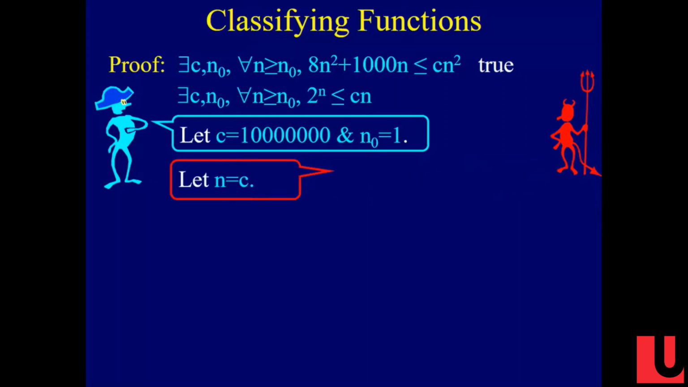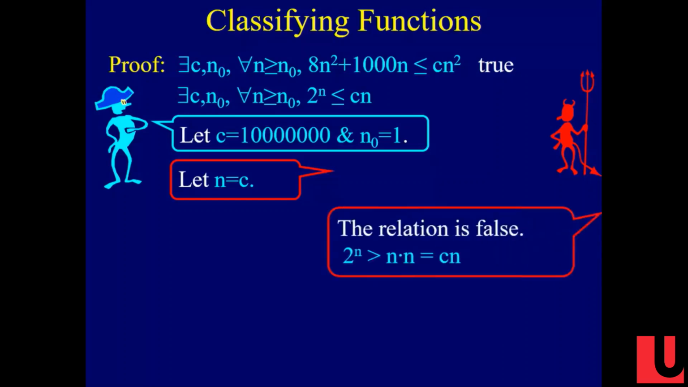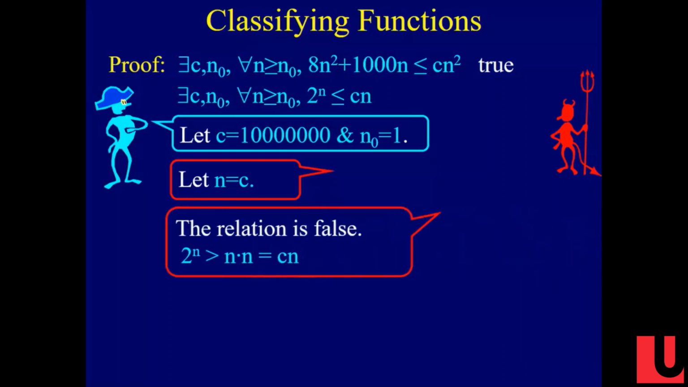And then the adversary can say, hey, look, you can make your c as big as you want to, but I can make my n bigger. So he can set n to be c, and then we'll see, well, we all know for reasonably big n, 2 to the n is bigger than n squared. So it's not true. Everybody buy that?